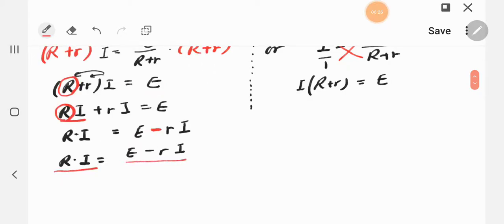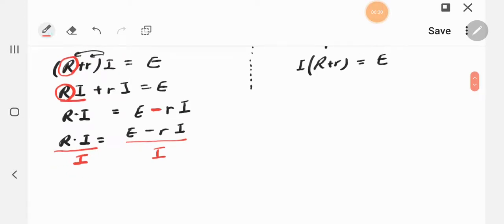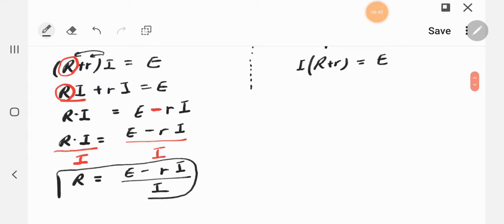So I will divide each side by I so that we can get rid of I from the left-hand side. And then the left side is I, which is equal to (E minus Ri) over I. So this is the solution. R is equal to (E minus Ri) over I. And then this one you can do the same thing.